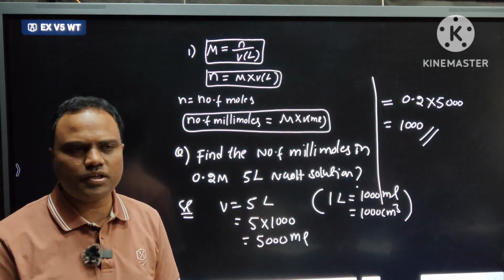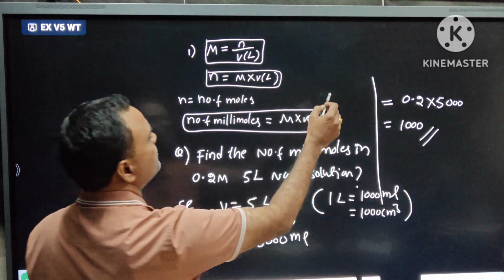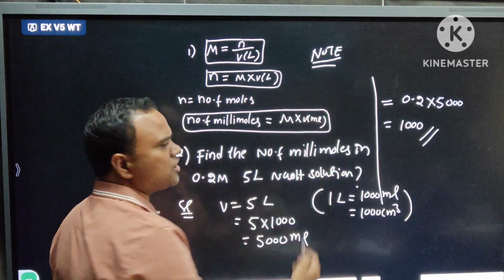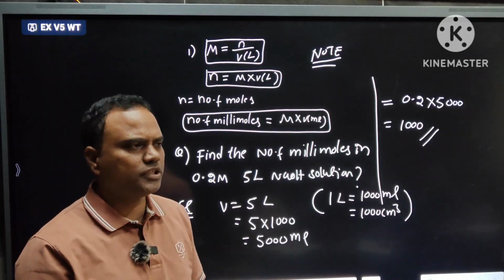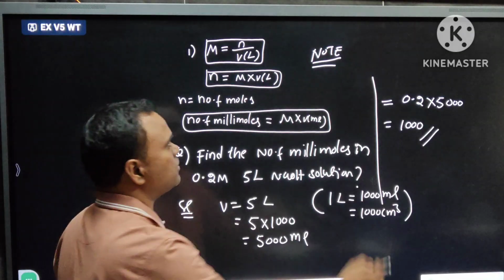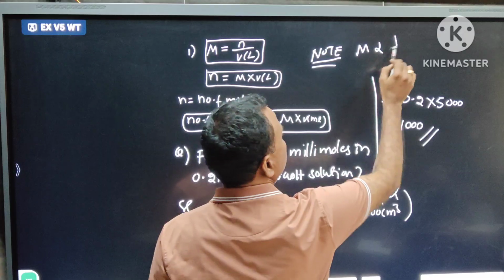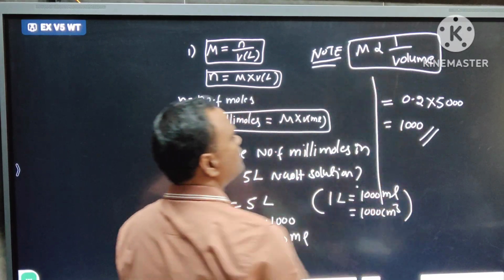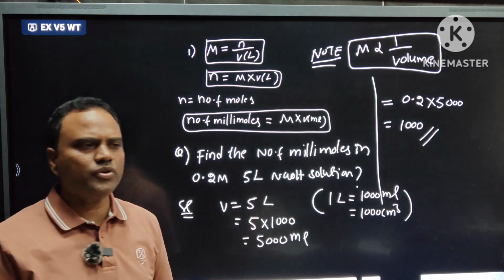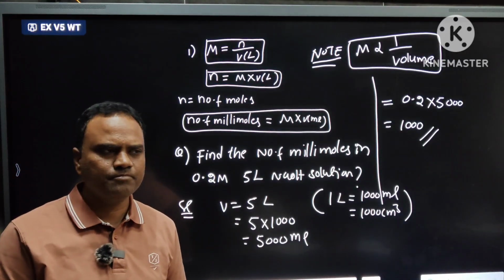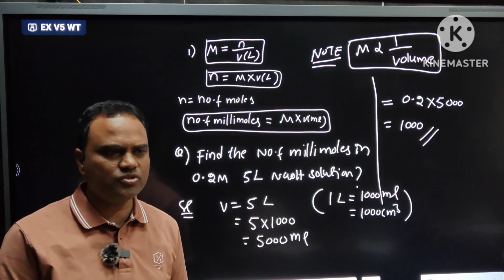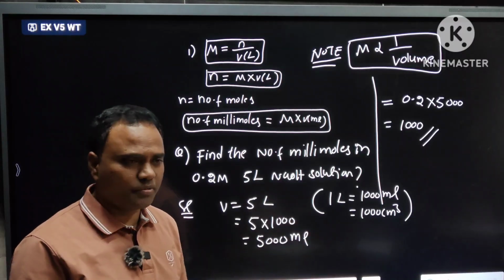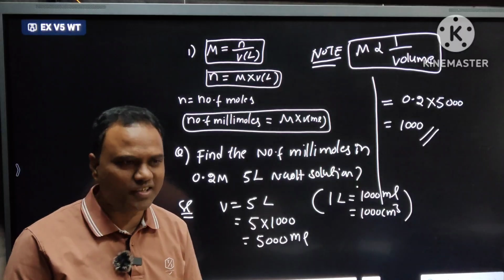And one important point I will give you. What is the relation between molarity and volume, or concentration and volume? Molarity is nothing but a concentration term. Inversely proportional. Very important. Molarity is inversely proportional to volume. Mention this. Useful in other chapters. If you increase the volume, then concentration decreases, meaning molarity decreases. In ionic equilibrium, in chemical equilibrium, we use this. In chemical kinetics, we use this.